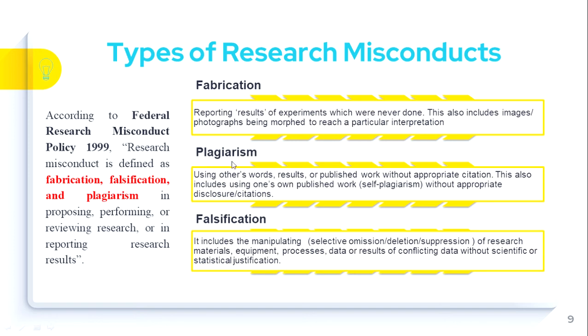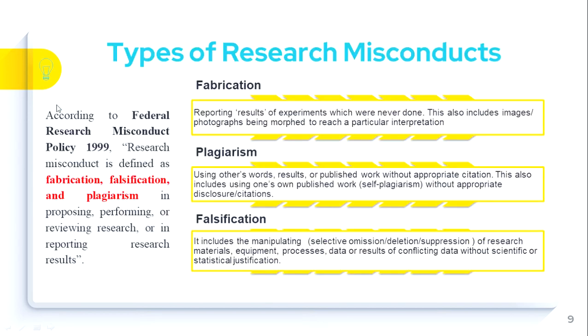Plagiarism means using someone else's work as your own without giving any proper citation. It also includes using your own earlier published work or ideas without proper citation, which is known as self-plagiarism. And falsification includes manipulating research materials, equipment, processes, data, or results, or omitting conflicting data without scientific or statistical justification.